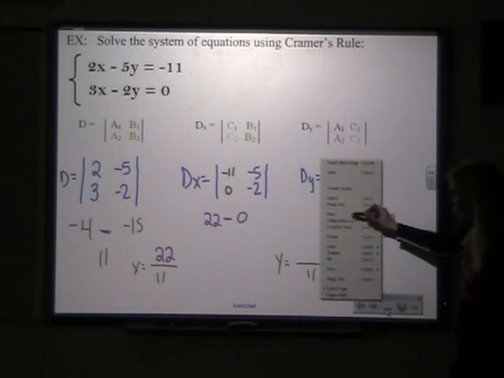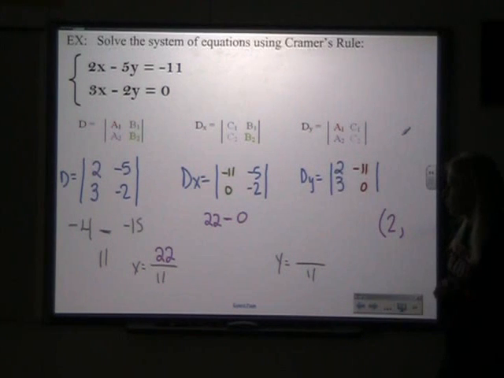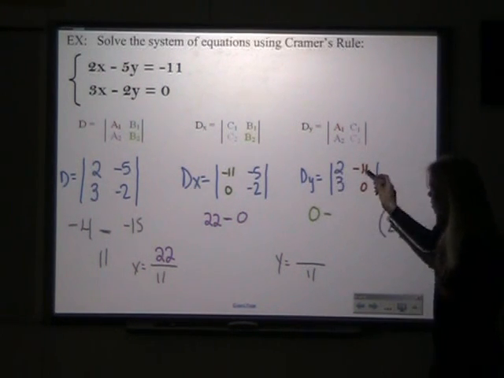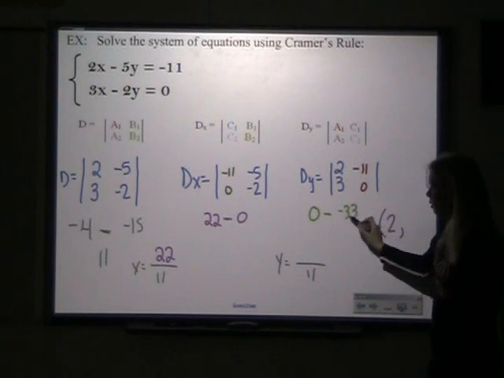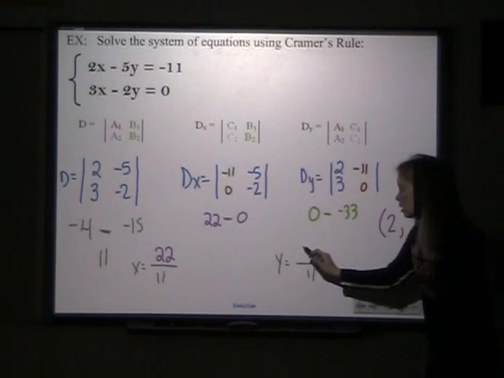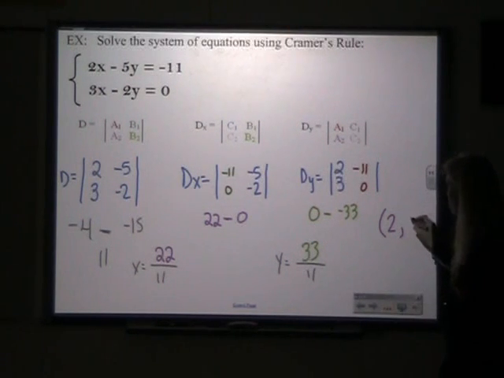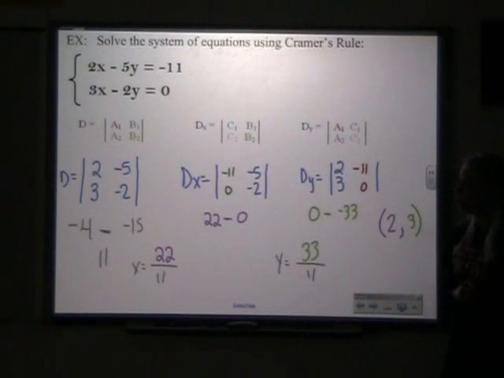And for the last one, I'm going to multiply, so 0, minus -33. 0 minus -33 is 33. That's for the y part. 33 divided by 11 is 3.